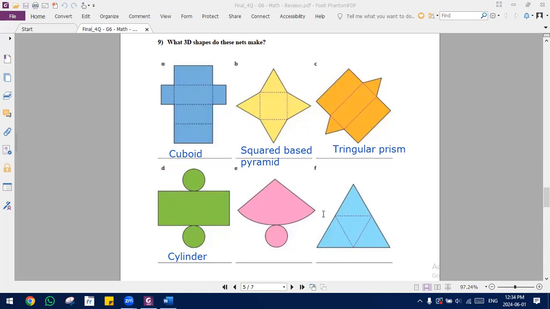Then kind of a triangle, but it has a curve with a circle. This is a cone. Last one, like a pyramid, but this time the base is a triangle. So we say triangular based pyramid.